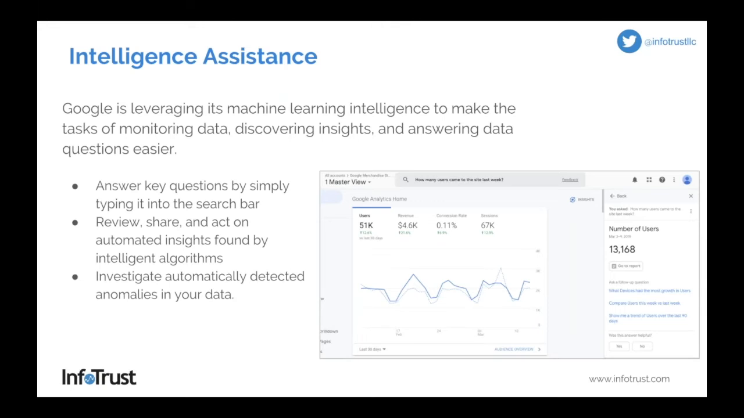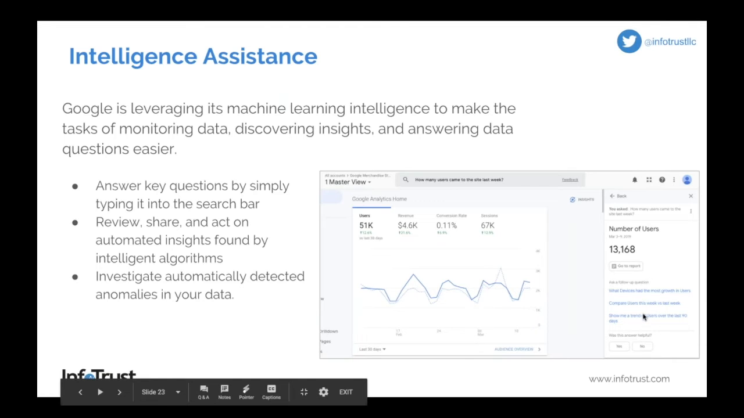One is you can ask it questions by simply typing a question into that search bar. When you do that, it opens up a little panel over to the right side that will show you how many users, or whatever the answer to that question is. It also allows you to ask a follow-up question from a couple of pre-selected questions here. You can see, what devices have the most growth in users, etc. If you have a follow-up question based on that, you can.